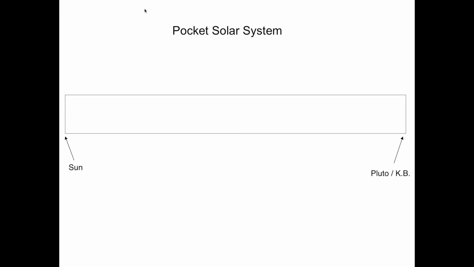This strip of cash register tape is going to become our solar system, okay? And what it's going to be is a scale model of the distances between the orbits of the planets and other objects in our solar system. So hey, if you have your cash register tape, I recommend you follow along and do this together with me.